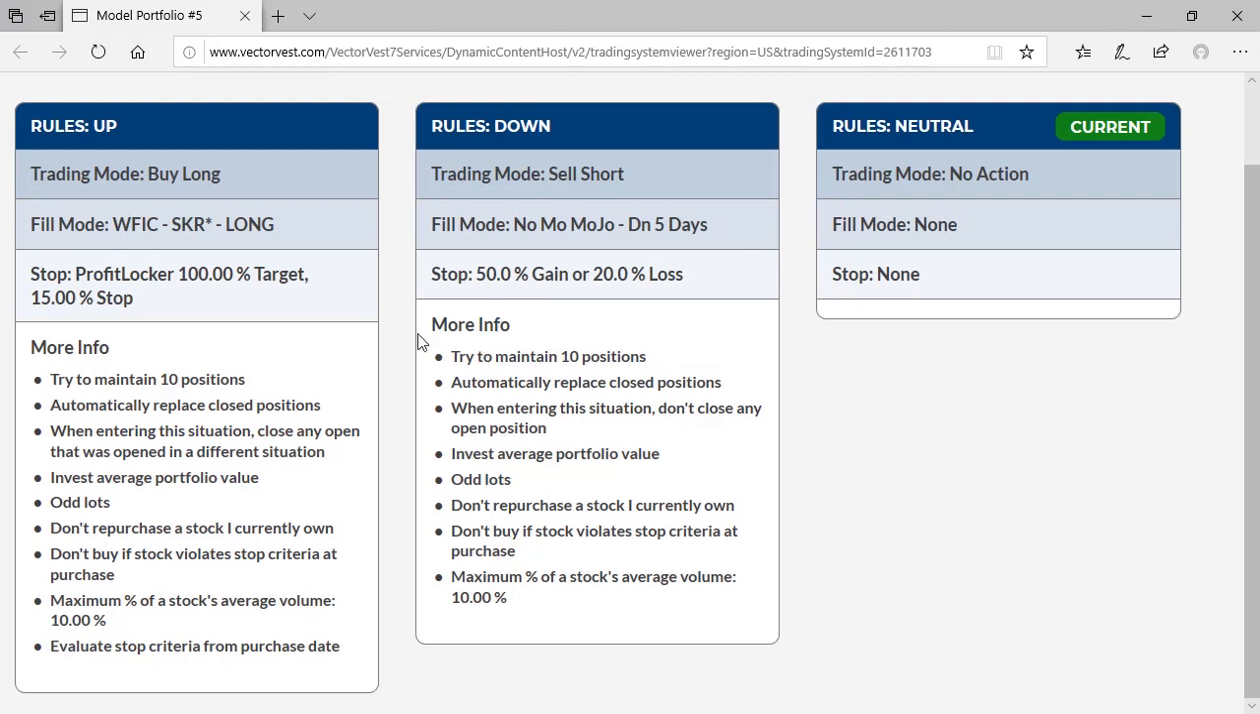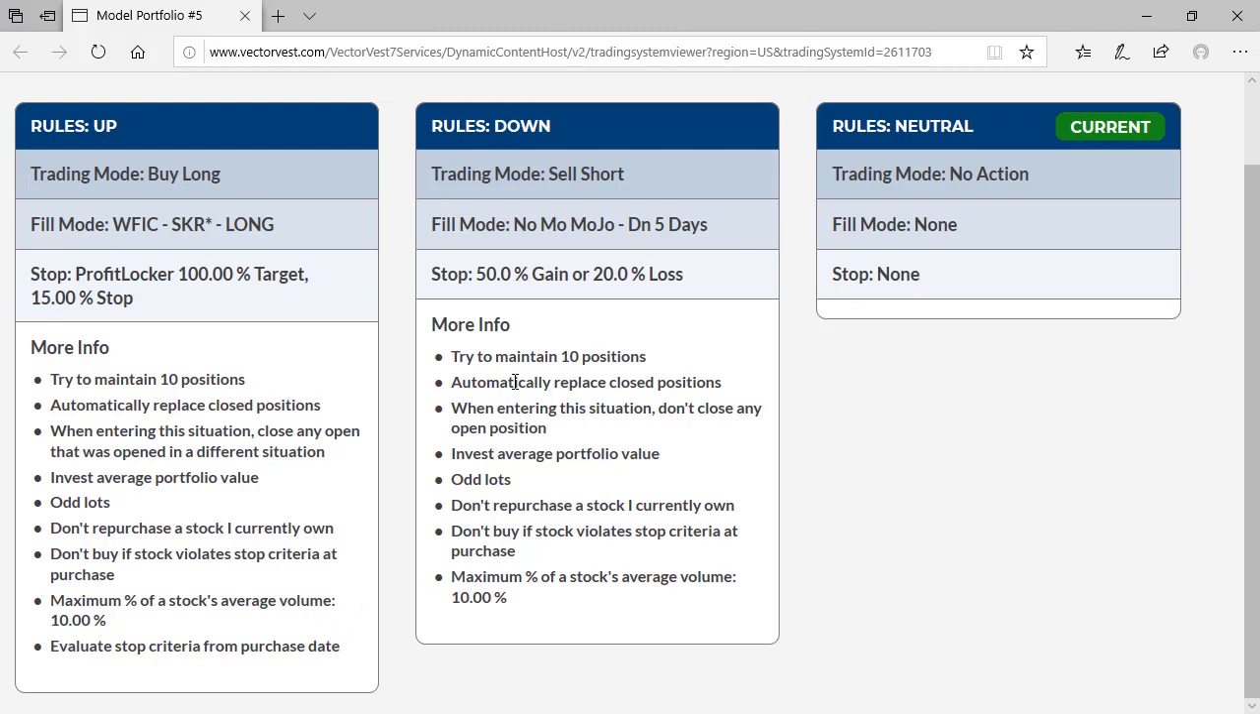So when the market condition changes from a downtrend to an uptrend by virtue of our first RT Kicker Combo green light, we'll close all of our shorts. We're going to invest the average portfolio value, so we'll adjust our new position sizes relative to the value of our portfolio. We'll buy odd lots to maximize those positions.